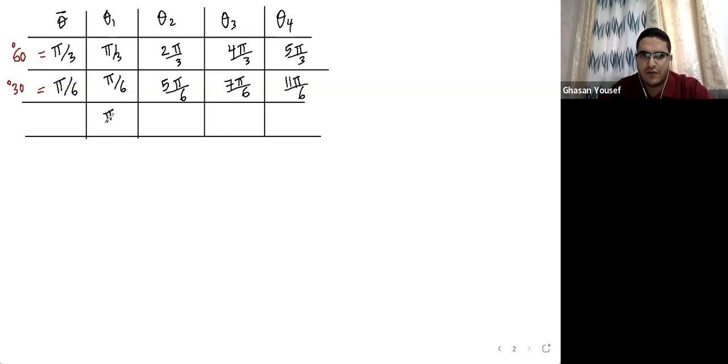is pi over 4. Pi over 4 is 45. This is in the first quadrant. In the second quadrant, it is 3 pi over 4. In the third quadrant, it is 5 pi over 4. And the last one is 7 pi over 4 in the fourth quadrant. All of them have the same reference angle, pi over 4, which is 45 degrees. Again, you have to memorize this table, it will help you a lot to find the reference angle.